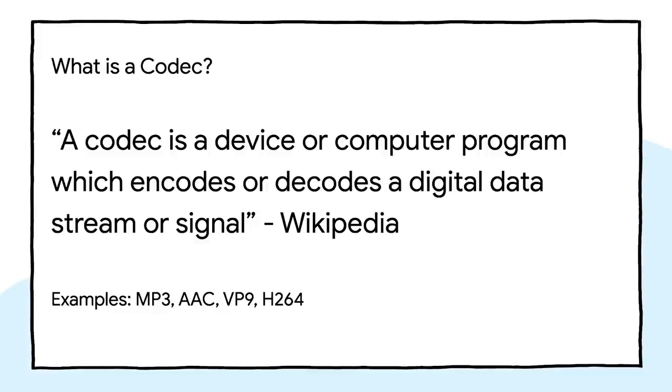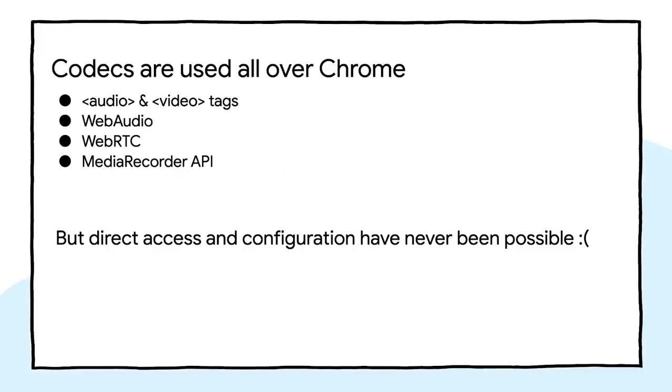A codec is a device or computer program which encodes and decodes a digital stream or signal. While many of us have not worked directly with codecs, we've all seen common examples like MP3, VP9, H.264, and many others. Codecs are actually used in tons of places throughout Chrome, such as the audio and video tags, web audio, WebRTC, and the media recorder API.